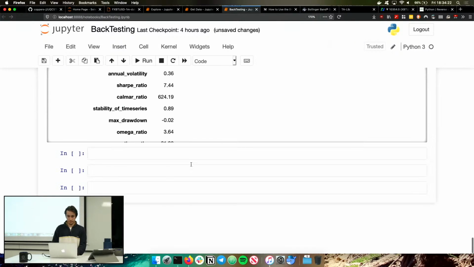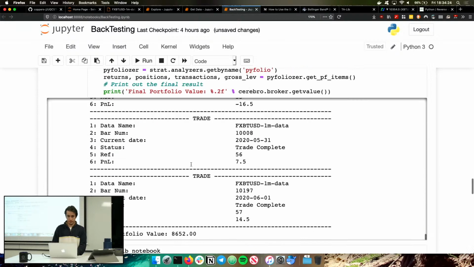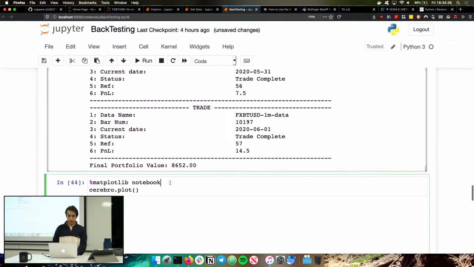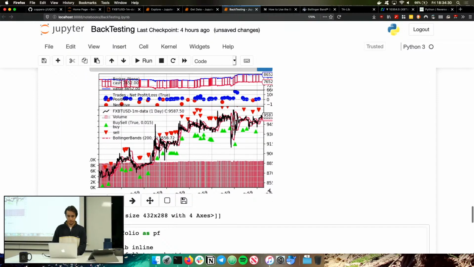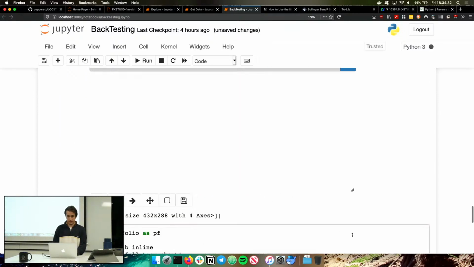This again. So we end up with the same value. Right. And here we have a plot that Backtrader outputs. Just wait for it to display again.